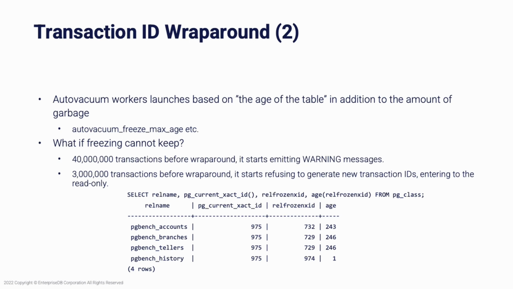In a case where autovacuum cannot keep up with vacuuming and freezing, the table would get old and reach 2 billion transactions old. So Postgres has two safety triggers for this case. At 40 million transactions before wraparound, it starts emitting warning messages to the server logs. And at 3 million transactions before wraparound, it stops generating new transaction IDs, essentially entering read-only mode.